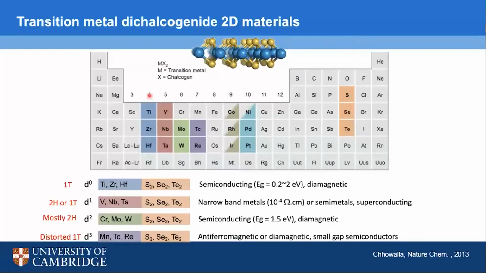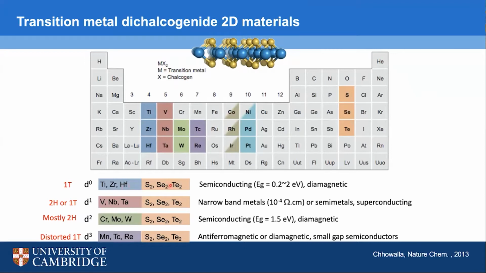Just a very brief introduction to what TMDs are. These are compounds with the chemical formula MX2, where M is the transition metal, group 4 to group 10, and X is a chalcogen, so sulfur, selenium, or tellurium. You can combine these transition metals with the chalcogens to obtain different compounds, as shown here.